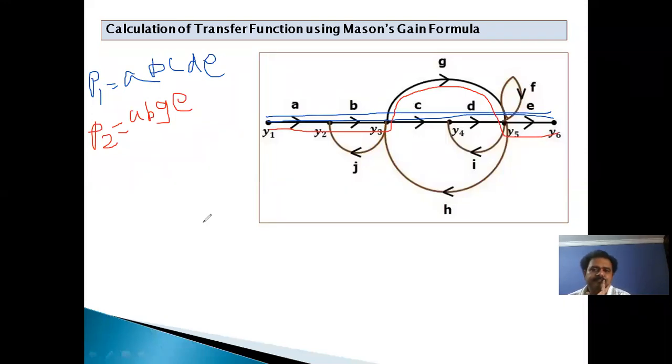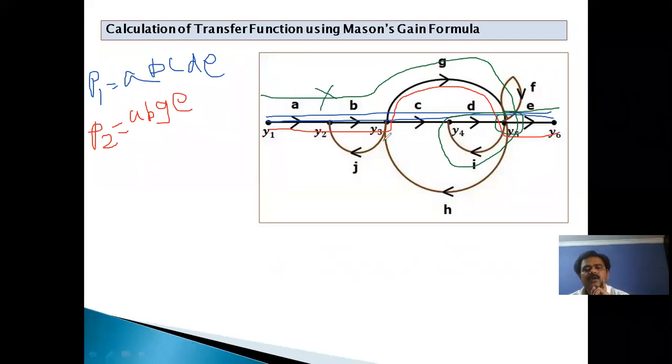Next. Is there any other path? So we can consider this as path. Sir, we can travel in this direction and we can take this one. Sir, shall we take this as a forward path? No. So our condition is no node is traversed more than once. So that's why we cannot consider this path as a forward path. Okay. So only two forward paths.